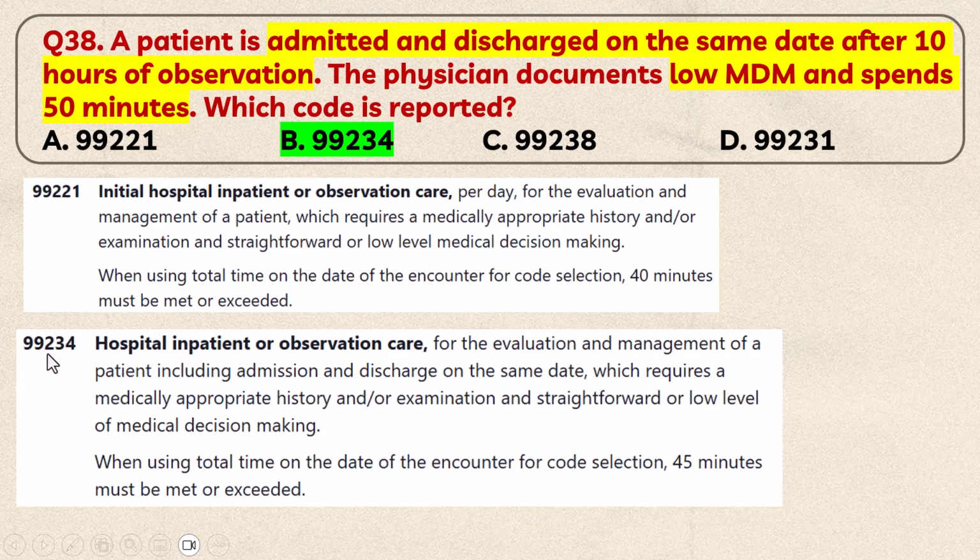But this 99,234 is hospital inpatient and observation care for evaluation and management of a patient, including admission and discharge on the same date, which requires a medically appropriate history and examination and straightforward or low level of medical decision making. Time is 45 minutes. So in our case, it's low level. So the correct answer will be answer B.